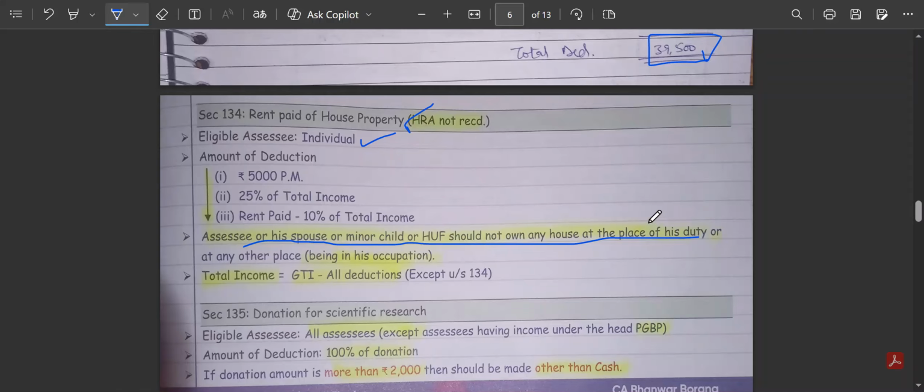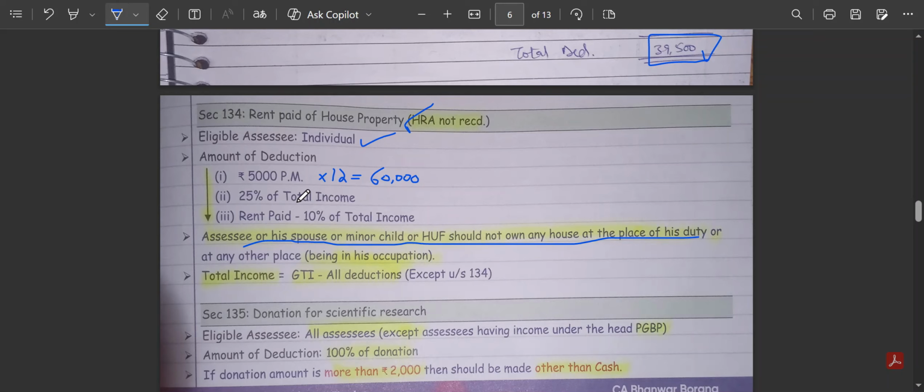So if he has a place to live in, he should live there, and payment of rent seems to be artificial in this case. Coming to the main point, which is the amount of deduction, he will get the lower of these three, either 5,000 per month, which means if you multiply it by 12 months, he can get a maximum of rupees 60,000 deduction. It has given 5,000 per month because sometimes the SSC can be making payment of rent for only like 2 months or 3 months. So for that purpose, it says 5,000 per month. But assuming he's there for full year, the maximum deduction he can get is rupees 60,000.